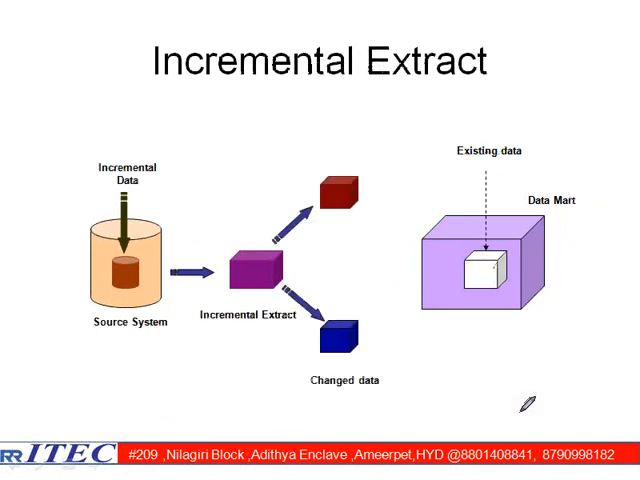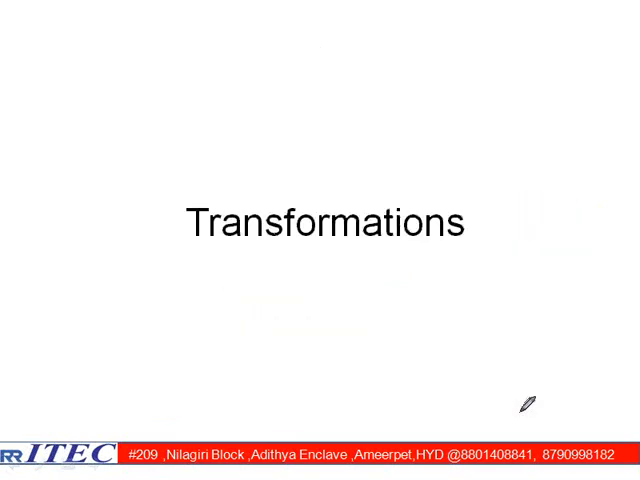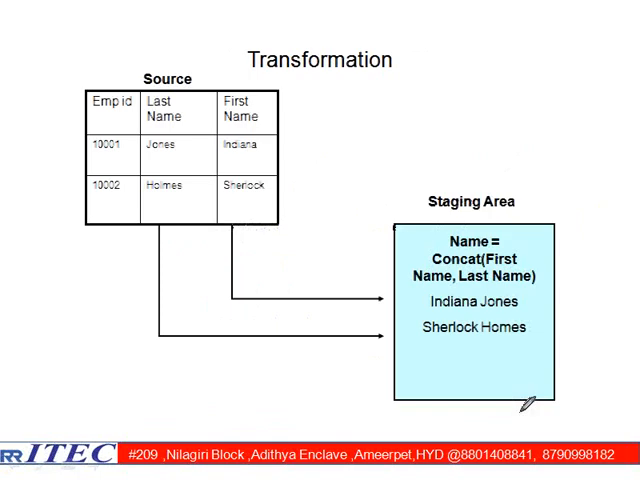Let us move on to the next one, which is called transformation. Transformation, the second activity. The transformation is a very simple example. See this diagram. I have first name as one column, and last name as another column. These two things I am concatenating using the concat symbol. Doing this concatenation is called transformation. So what we are trying to do exactly is concatenate first name and last name. This process is called transformation.